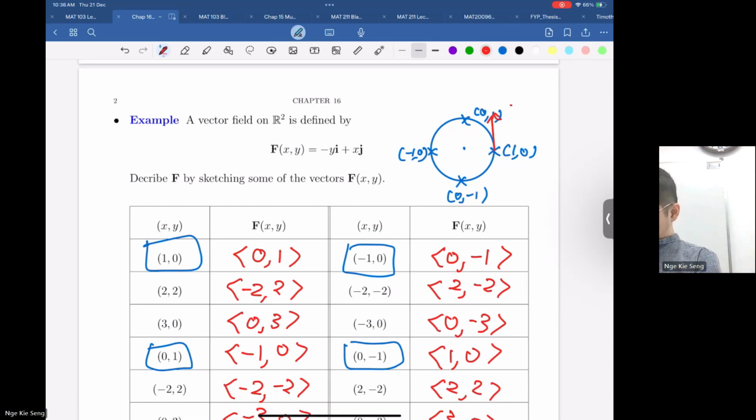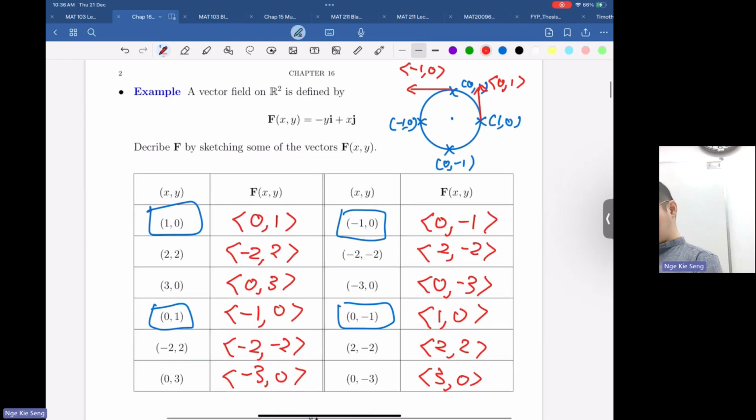How about at the point 0, 1? The vector is going in the horizontal direction, to the left: minus 1, 0. Next, at minus 1, 0, it is going downward because the y direction is negative. And then at 0, minus 1, you have 1, 0. So what does this do? You can think of this vector field as rotating the circle.